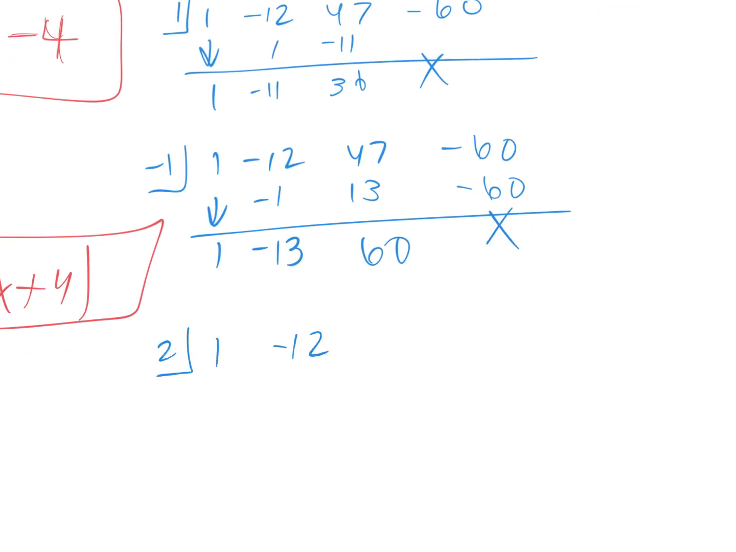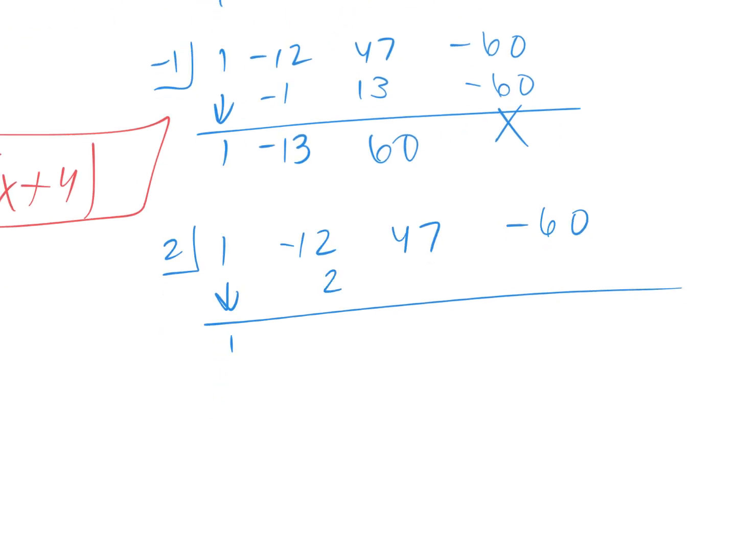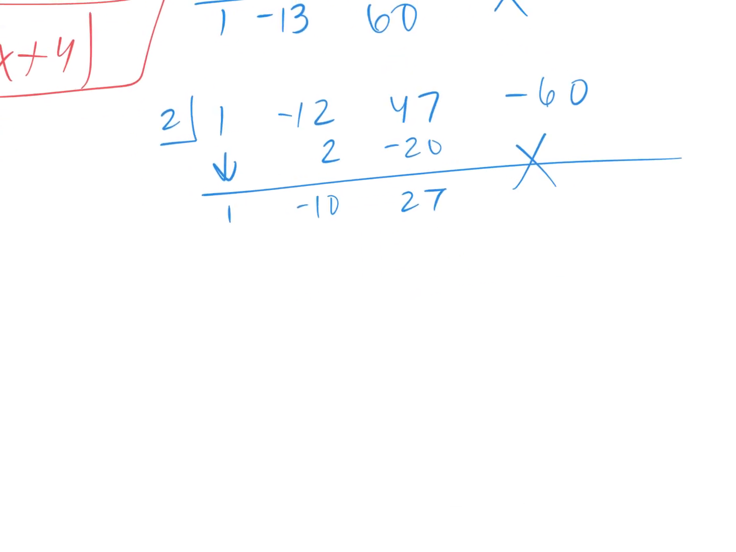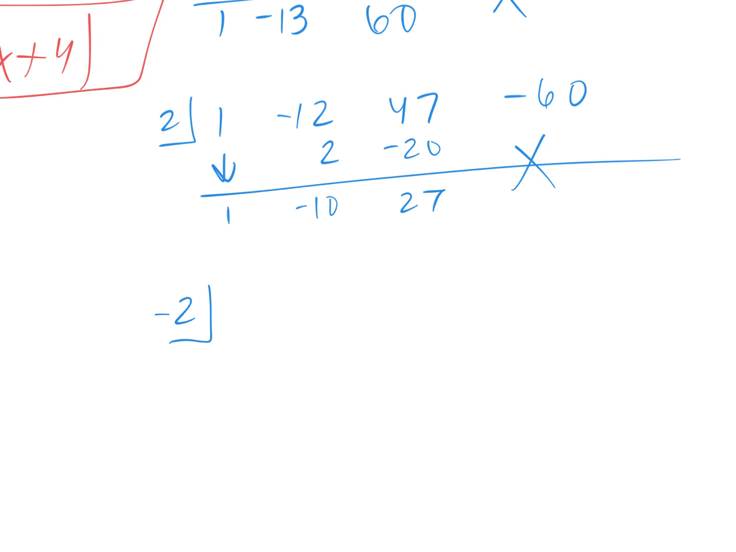1, -12, 47, and -60. 1 times 2 is 2. -12 and 2 is -10. -10 and 2 is -20. 47 minus 20 is going to be 27. Is this going to work? Nope. Okay, -2. Did I do something wrong?